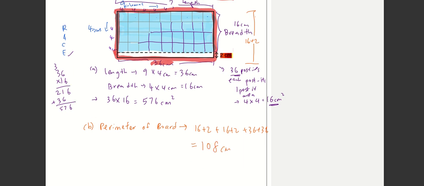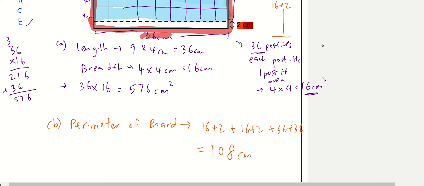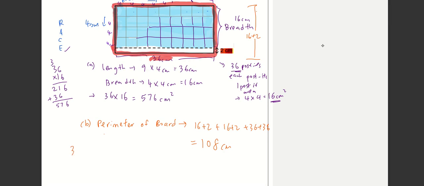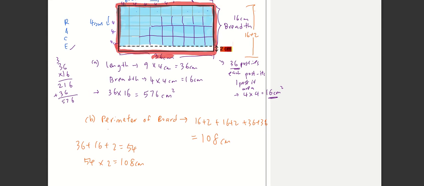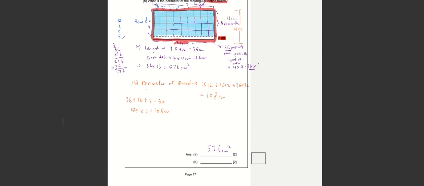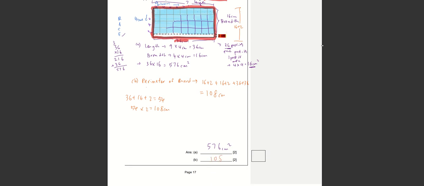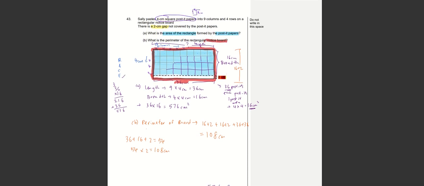Alternatively, I can also do 36 plus 16 plus 2, which gives me 54, and then 54 times 2, same thing. So one length and one breadth added together, and then times two, you get two lengths and two breadths. That's the answer for the second portion, B, 108 centimeter. This is question 43 for the revision paper.